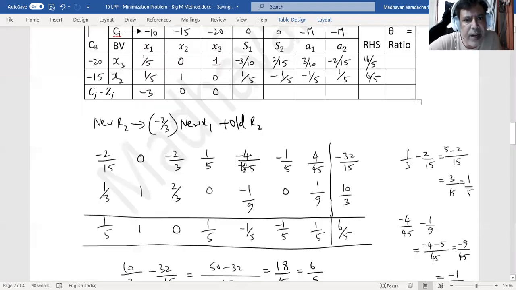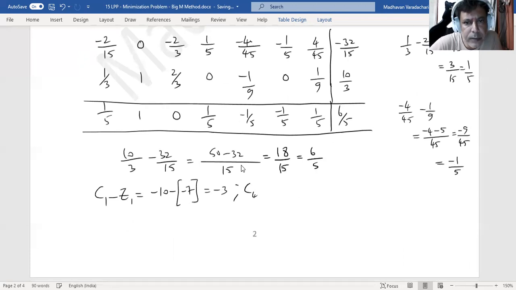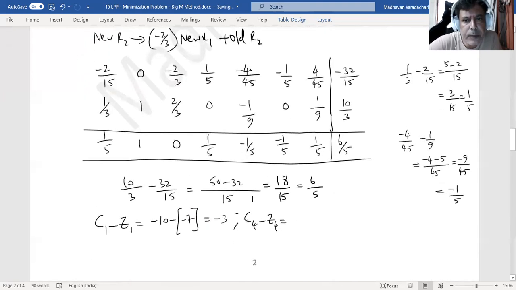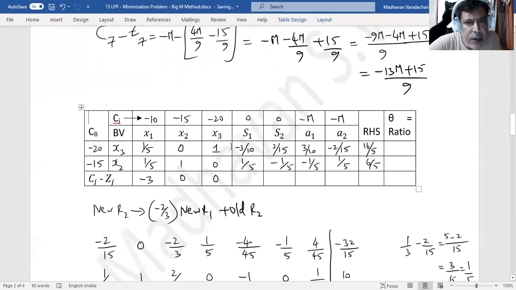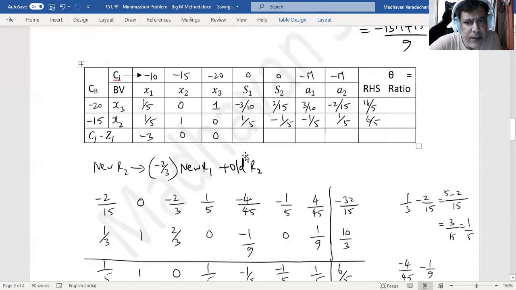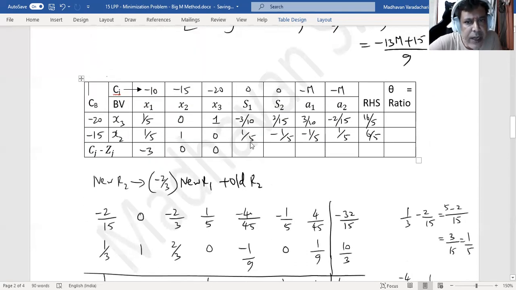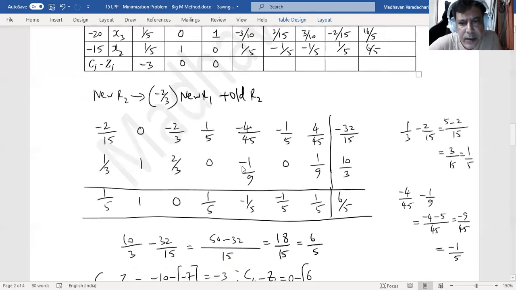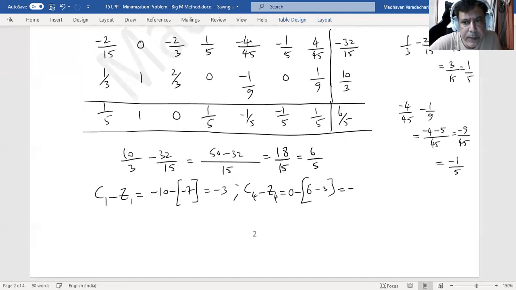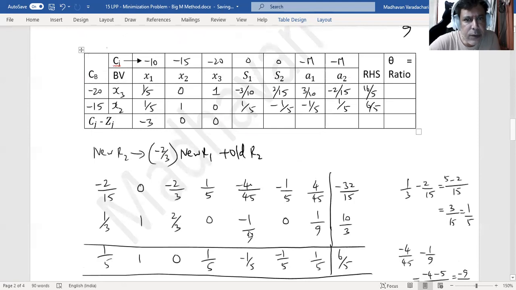Then C4 minus Z4. So what is C4? It is 0. Minus of Z4. Minus 20 into minus 3 by 10. Minus into minus, it is plus. 20 by 10 is 2. 2 into 3, it is 6. Then next one. Minus 15 into 1 by 5, it is minus 3. So it is ultimately negative 3. So I can write there negative 3.